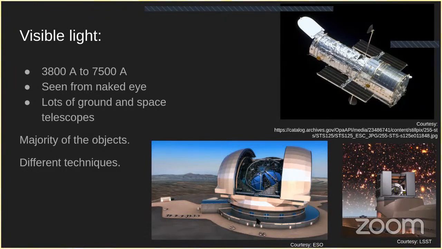On the left is the Extremely Large Telescope from the European Southern Observatory. It is being built in the Atacama Desert in Chile, and it has a primary mirror of 40 meters, which will be the largest mirror ever built. So this telescope will have really good resolution to do a lot of science.